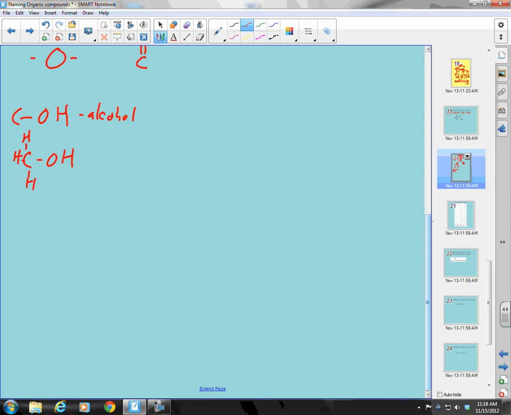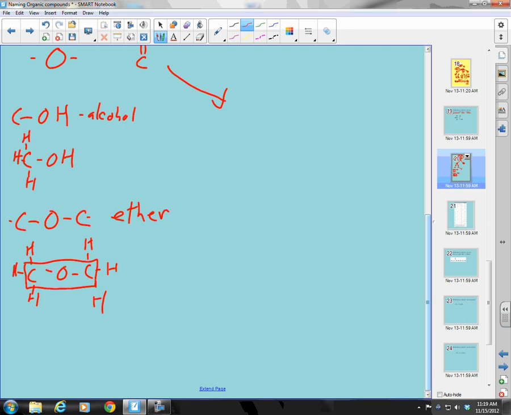The other one is where I have a carbon bonded singly to an oxygen, bonded singly to another carbon. This is what we call an ether. Good, such as C with 3 H's here, O, C, 3 H's. We'd call this thing right here an ether. That's my functional group. So those are my two functional groups that have single bonded oxygens.